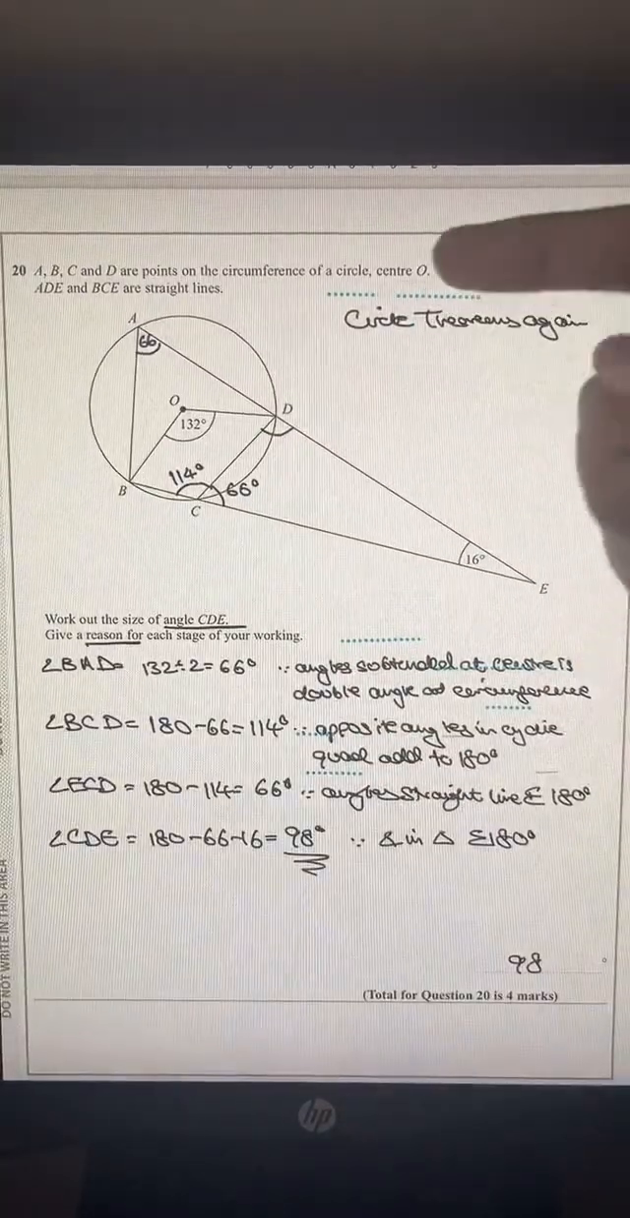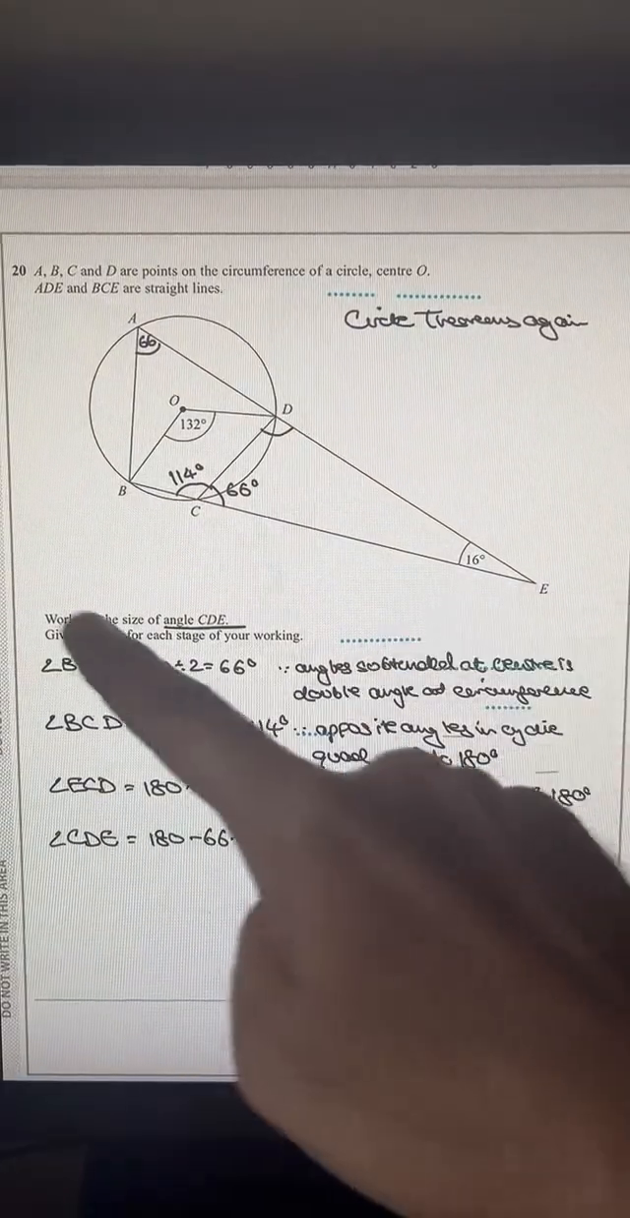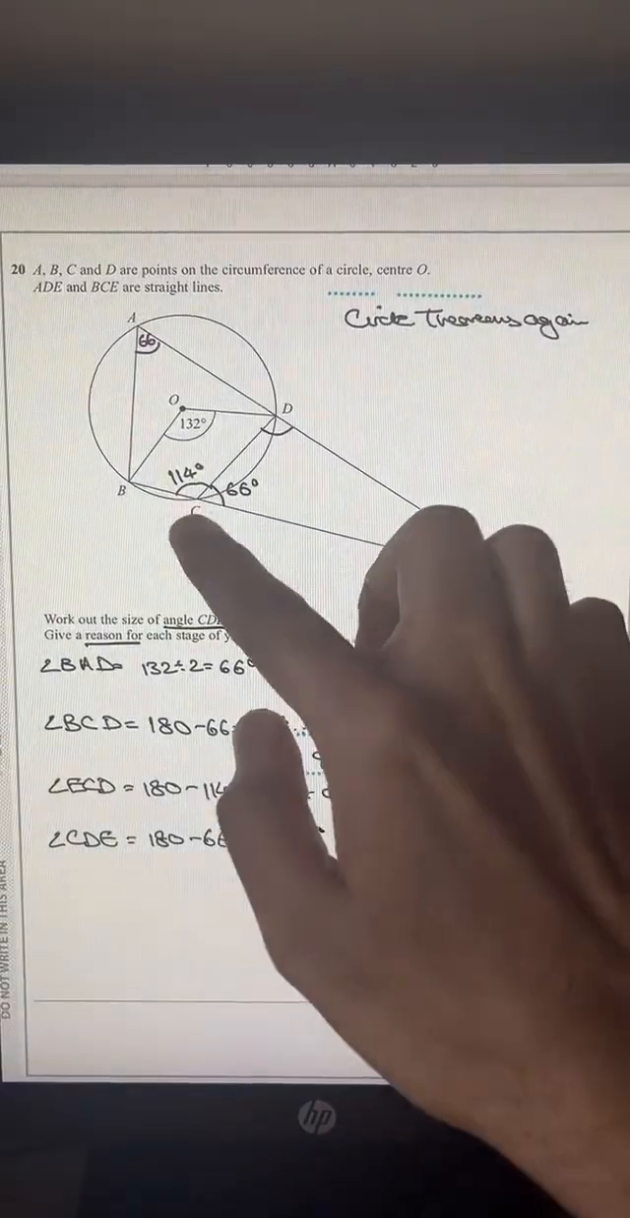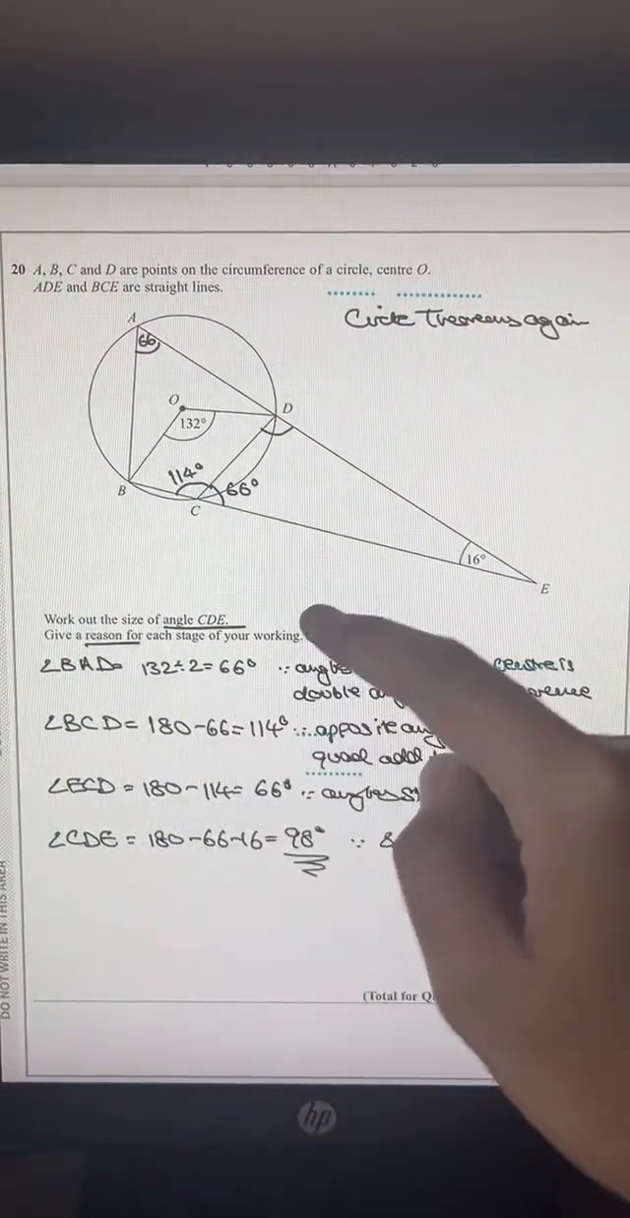Okay, so A, B, C, and D are points on the circumference of a circle. They tell us that we've got straight lines. Cool, that's obvious facts. So work out the size of angle CDE. So I've labeled my angle over there. Give a reason for each stage of your working.